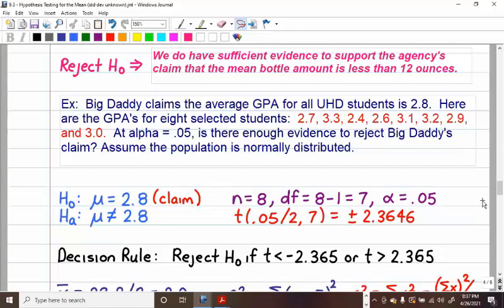Alrighty, Big Daddy claims the average GPA for all UHD students is 2.8. Okay, is means equal. So we've got equal, not equal, and that's the claim, this time in the H0 with the equal. Now, this time we've got the individual numbers. I'm pretty sure that's not going to be on the exam, but it might be in one of the homework problems, and I'll do it if it is. But that's good to understand.